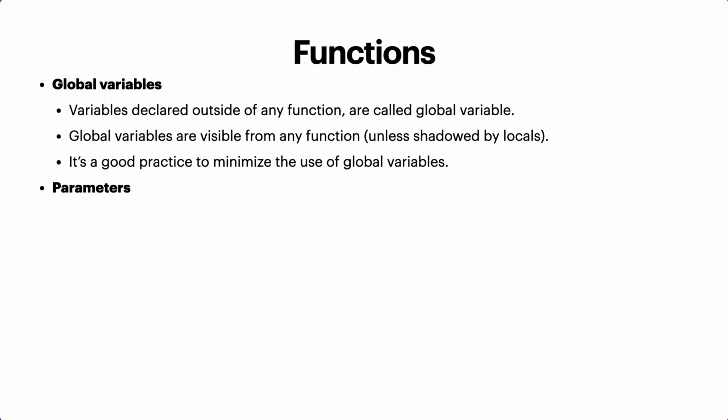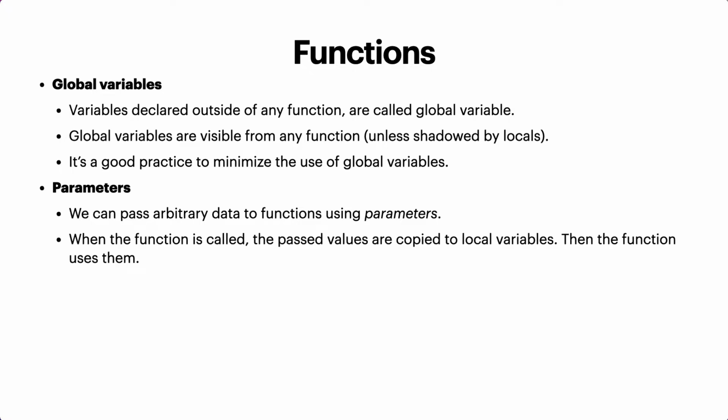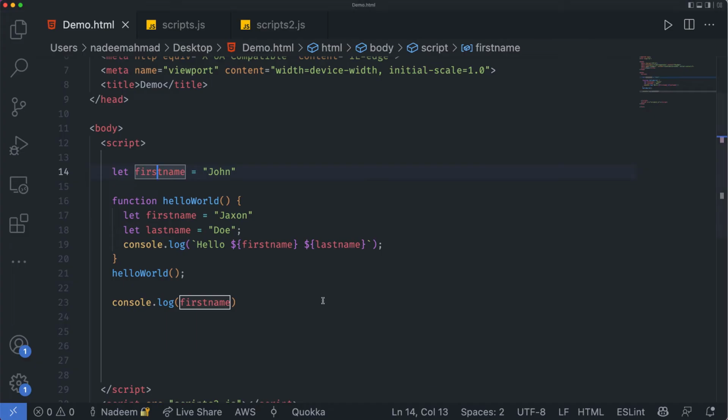Parameters. Let's talk about parameters. What are parameters? We can pass arbitrary data to the functions using parameters. When the function is called, the passed values are copied to the local variables, then the function uses them. So basically, we can pass parameters to the function. For example, let's say we have a scenario. We can say first name and last name.